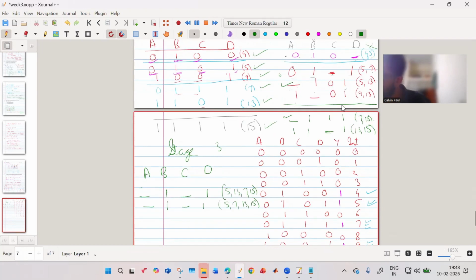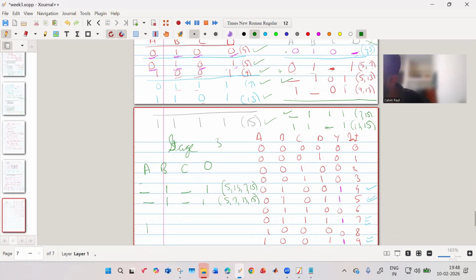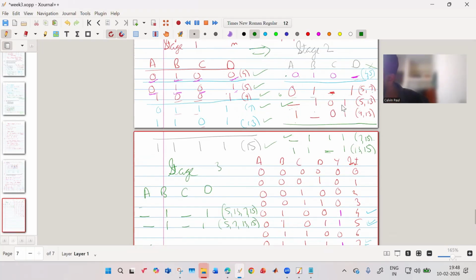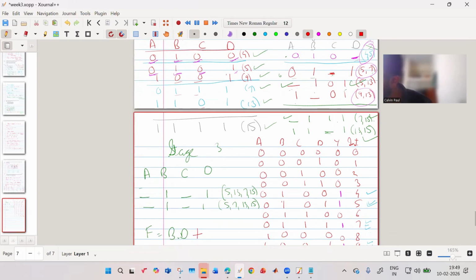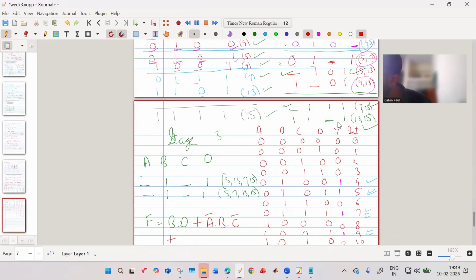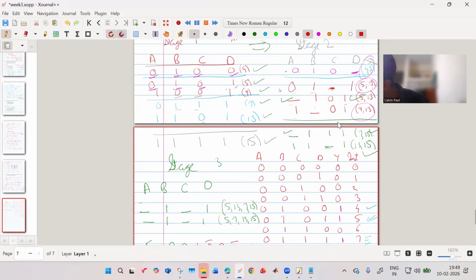That means your output is B and D. So what is gone? 13 and 15 has happened, 7 and 15 has happened, 5 and 13 has happened. Now what is left is your 4 and 5, this is left, and this is left. So your output F is BD plus A bar B C bar plus your 5 and 7 is done. Yes, 5 and 7 is done, right? Yeah, 5 and 7 is done.